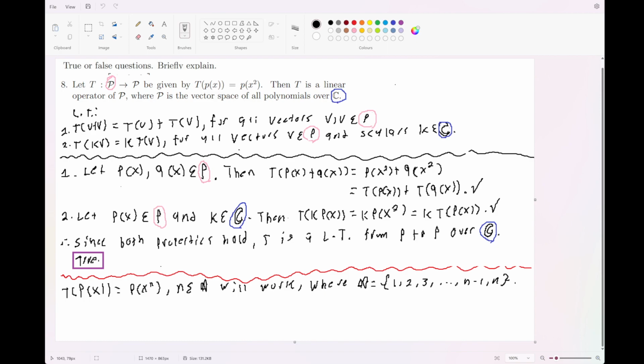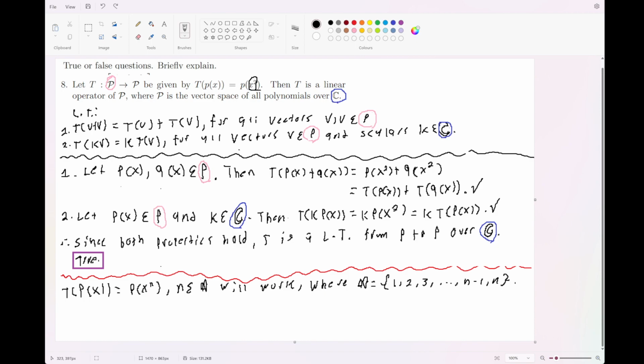Here we have another one. So let T: P → P be given by T(p(x)) = p(x²). So we're going to square within the functions themselves. Then T is a linear operator on P, where P is the vector space of all polynomials over C. Once again, we're going to use our previous definitions of T(u+v) = T(u) + T(v) for all vectors u, v element P, because we have our set here. We look at the first one, and T(kv) equals kT(v) for all vectors v element P, once again up here, as I've circled pink and blue with respect to what their importance are, and scalars k element C because we're over C.